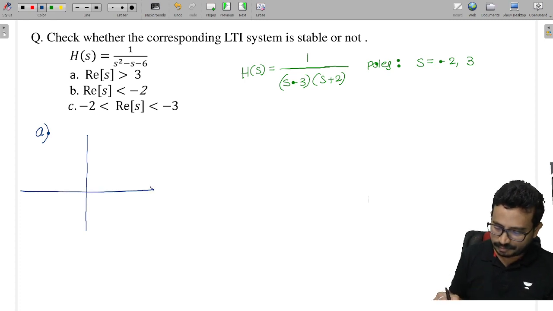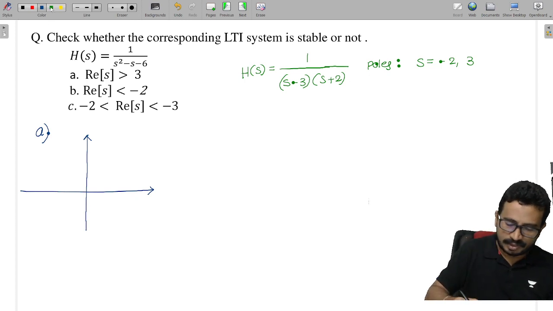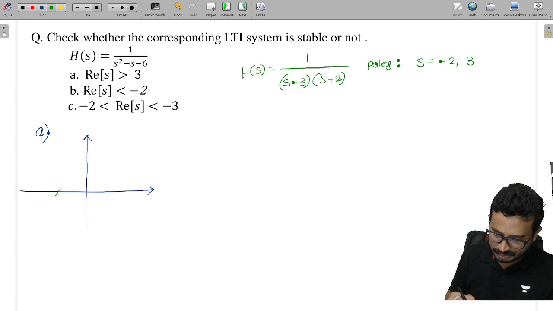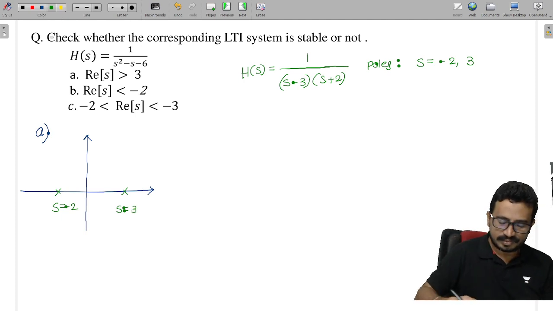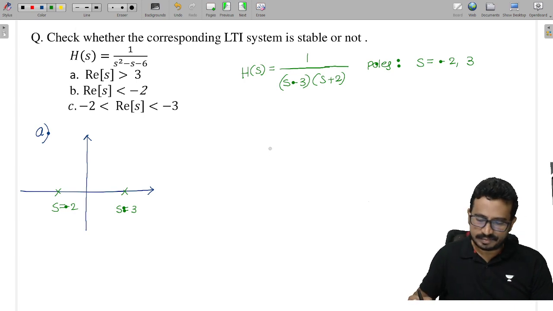Okay, look at now, this is my S plane. What are the poles here? One pole is at S is equal to -2 here. This is S is equal to -2, we have one pole. The other pole is at S is equal to 3. Isn't it? All of you tell me first thing. Right, here we have the poles like this.